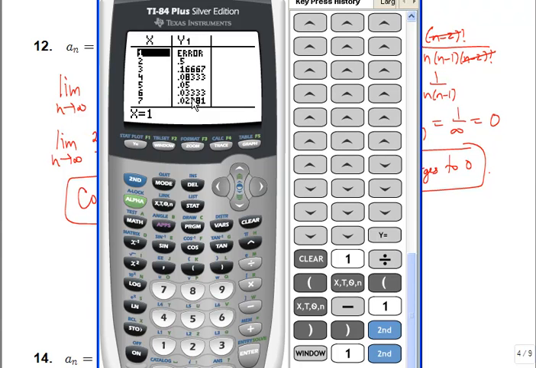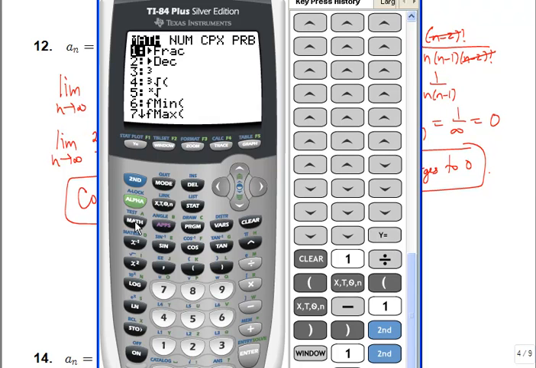Now just as a refresher in case you forgot, if you wanted to use that factorial button, you would have to go to the math key, and then you can arrow either to the right or backwards to the left to that PRB, which is probability, and option number 4 there is where the factorial command is. So if you ever needed to know that, that's where you would find it.